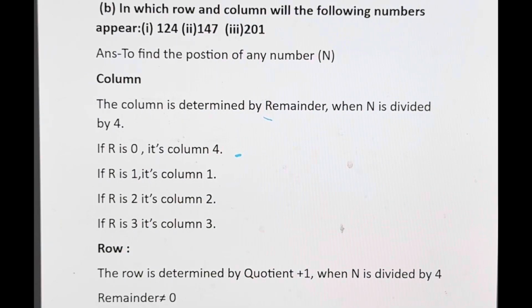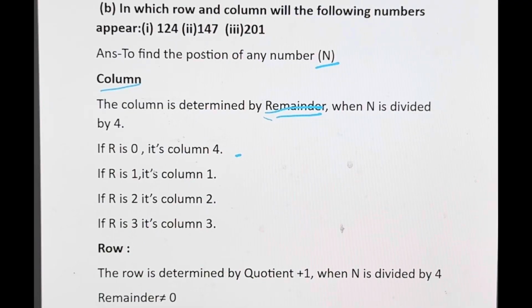But first we understand the basics of it, and then we go ahead with the questions which are given. So to find out the position of any number n, any number is given, 3 digit, 4 digit, 2 digit, whatever, how to find out the column? The column is determined by its remainder, whatever is the remainder when n is divided by 4.